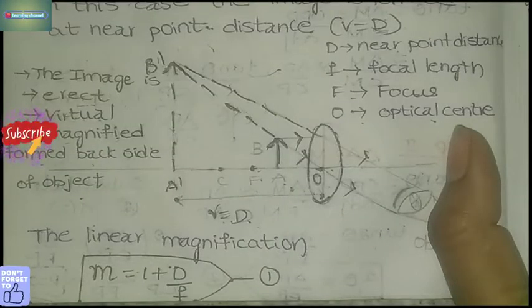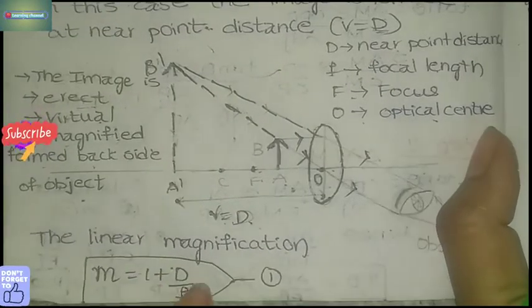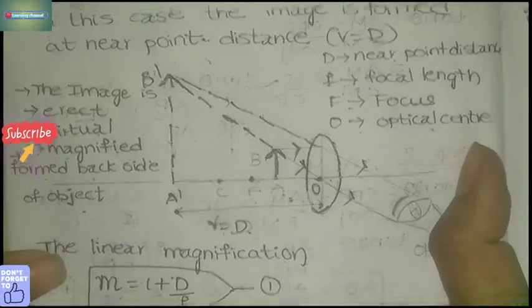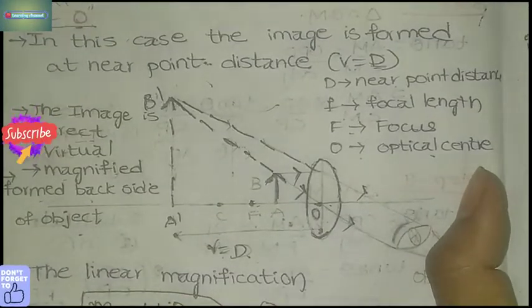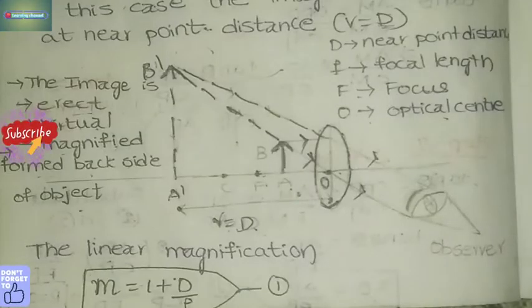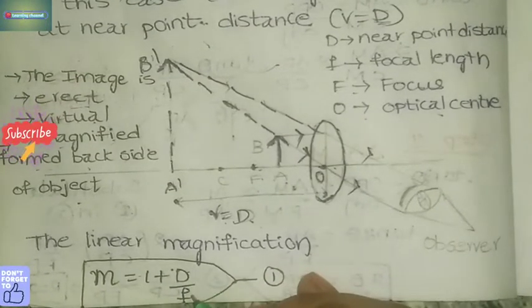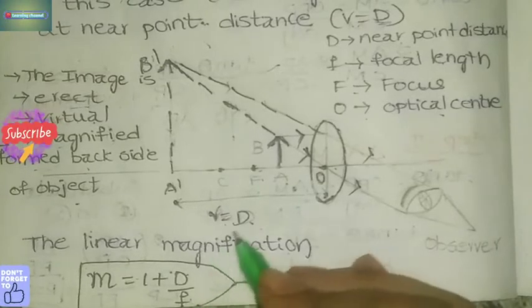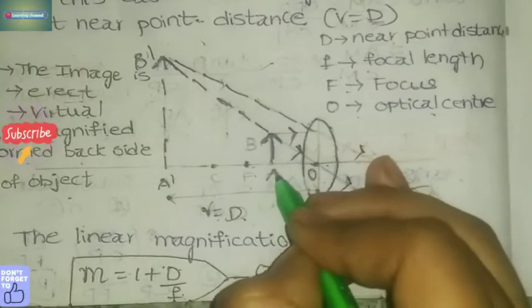We have to find the magnification value. The magnification formula is M is equal to 1 plus D by F, when the object is placed between focus and lens. It will be different if we place it at focus. So the magnification formula is M is equal to 1 plus D by F, where D is the near point distance and F is the focal length. And this is the diagram which we must draw without any mistakes.